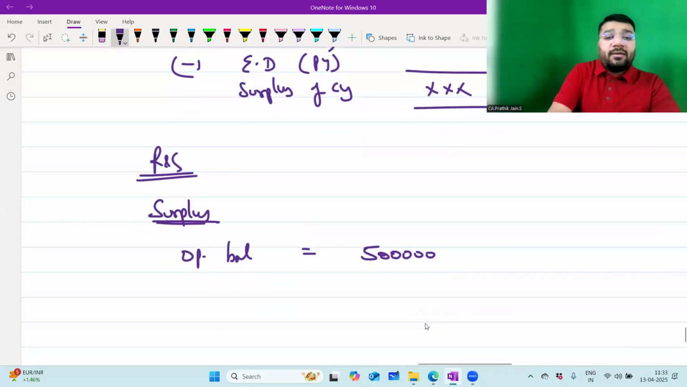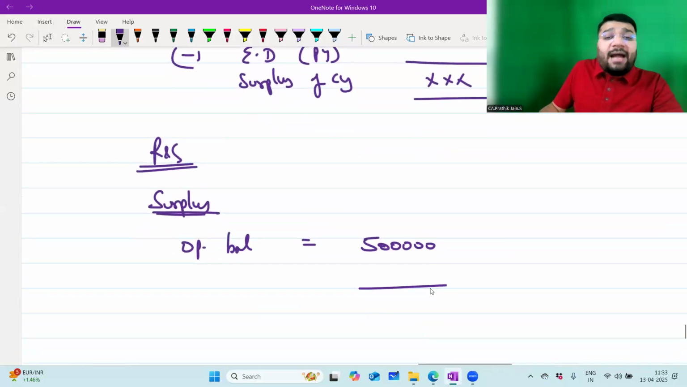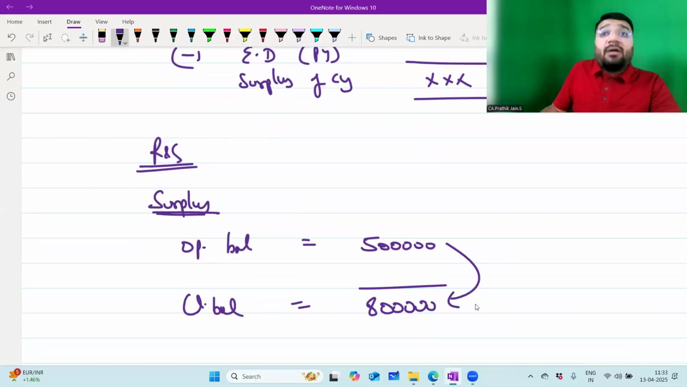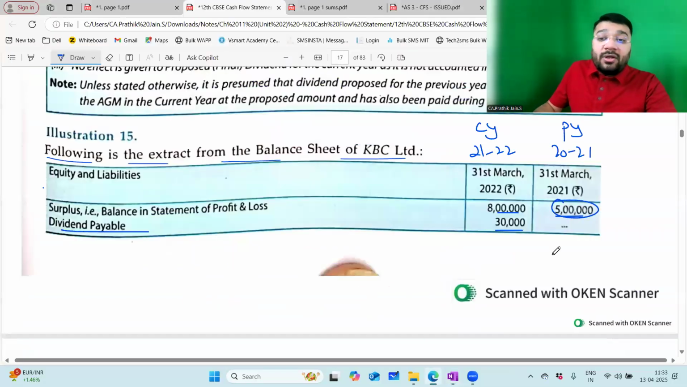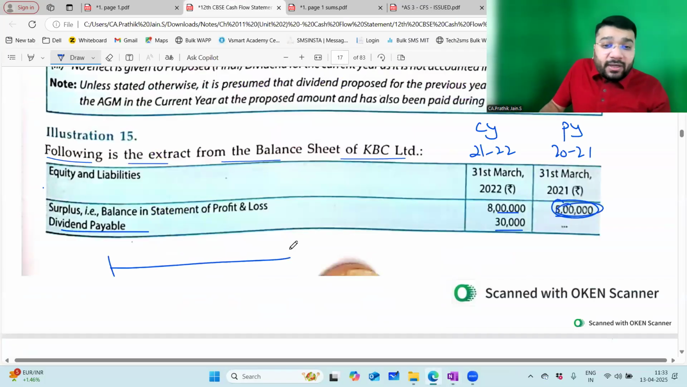So tell me, what was added and subtracted in such a way that my closing balance has become 8 lakh? From 5 lakh, how do you think the profit has become 8 lakh? So in the current year, we had a profit of 3 lakh rupees. Think about it: the closing balance of the previous year is nothing but the opening balance of the current year. In the beginning of the current year, your opening profit was 5 lakh rupees. By the time you came to the end of the year, it became 8 lakh.